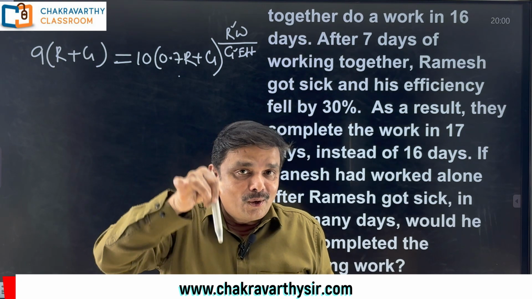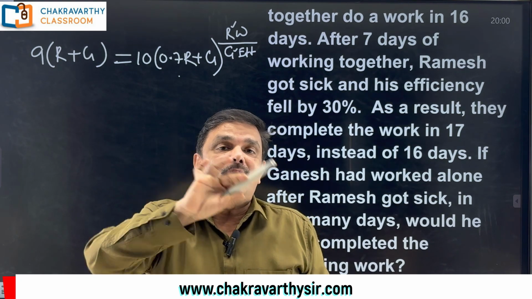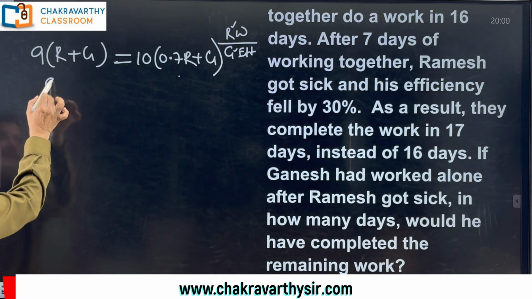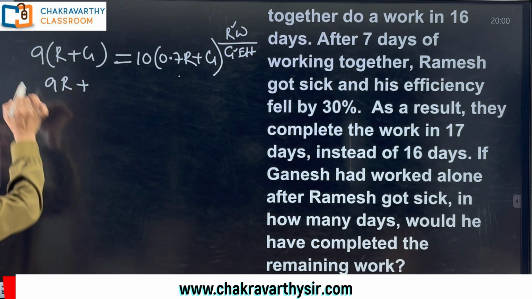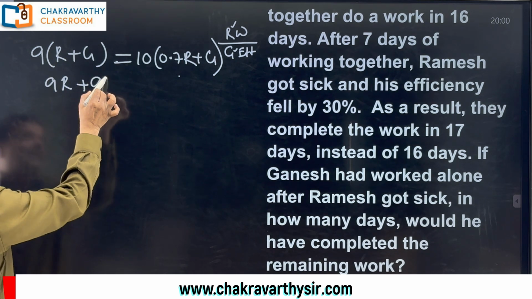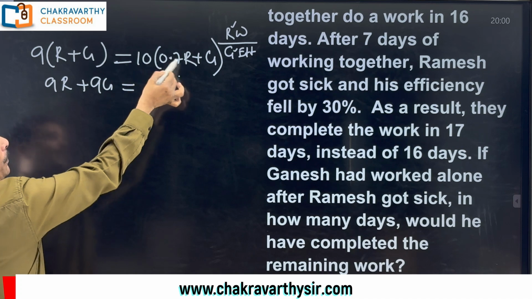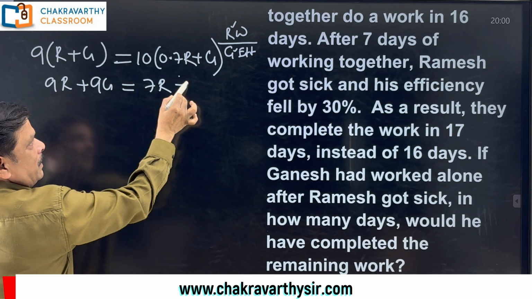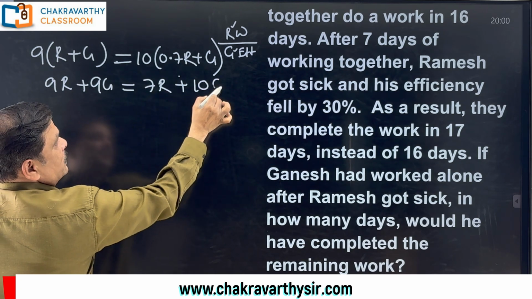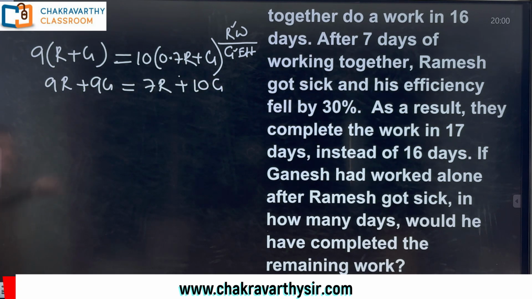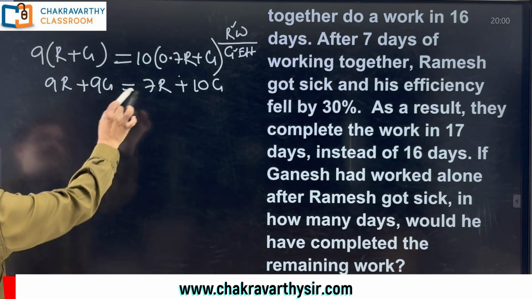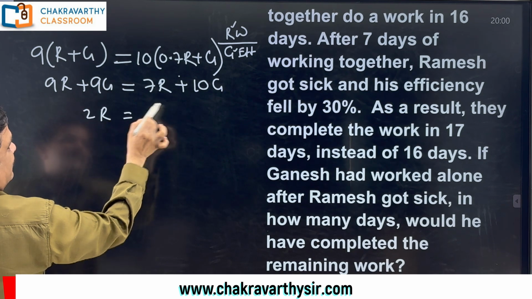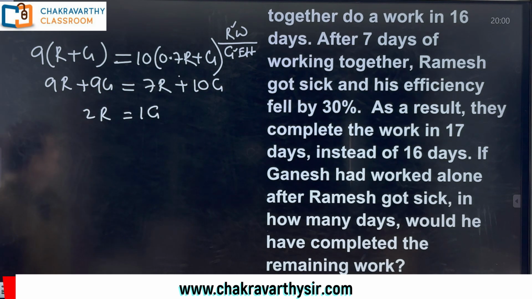Why? To find out the efficiency ratio of Ramesh and Ganesh. How would I get that one? See how simply 9 into R, 9-day work of Ramesh plus 9-day work of Ganesh equal to 0.7 into 10 means 7-day work of Ramesh plus 10-day work of Ganesh. That's all. Now you just take the like terms together here. 9R minus 7R means 2R is equal to 10 minus 9, 1 Ganesh.